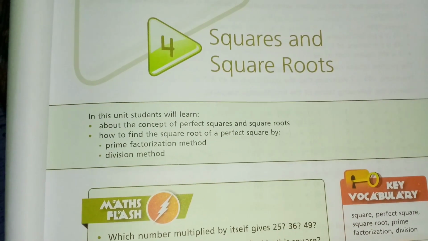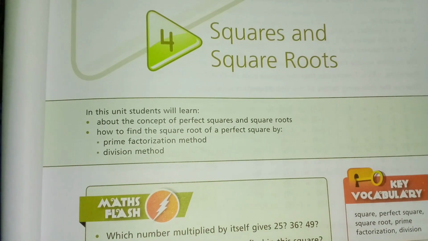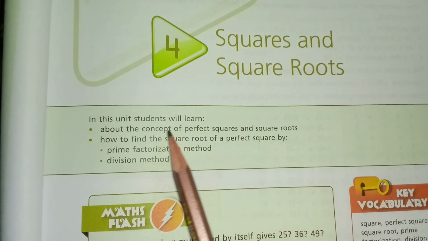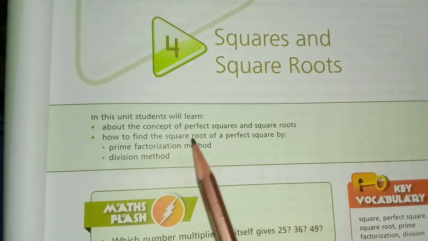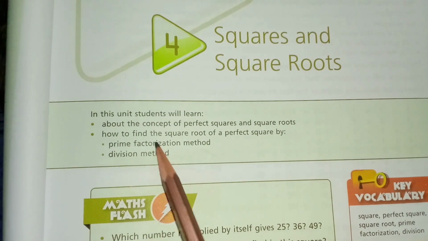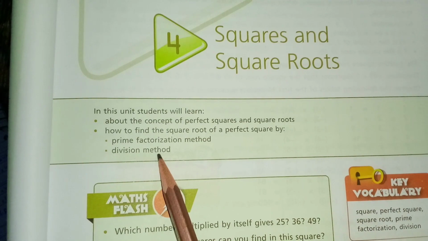Today we have to start our new chapter, that is chapter number 4, squares and square roots. So in this unit you will learn about the concept of perfect squares and square roots and how to find the square root of a perfect square by two methods. The first one is prime factorization method and the second is division method.